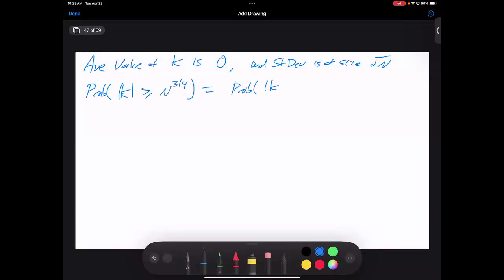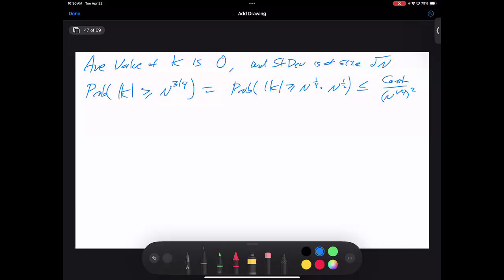Does anybody know what theorem might be useful? Markov requires a non-negative, which we could use because I'm talking about the absolute value of k. But, I'm sorry? Chebyshev. So we could write this as greater than or equal to n to the 1/4 times n to the 1/2, because we know the standard deviation is of size n to the 1/2. So fluctuations should be bounded by 1 over the square of the number of standard deviations. So this is going to be less than or equal to some constant divided by n to the 1/4 squared.